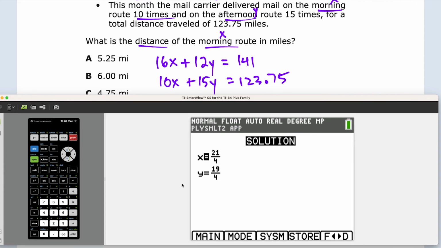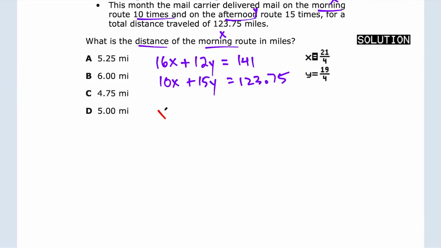And here are our solutions. So remember, x was our morning route, so x equals 21 over 4. And if we do the division here, 21 divided by 4 is 5, and there's a remainder of 1, so this is the same thing as 5.25. Choice A is our answer.